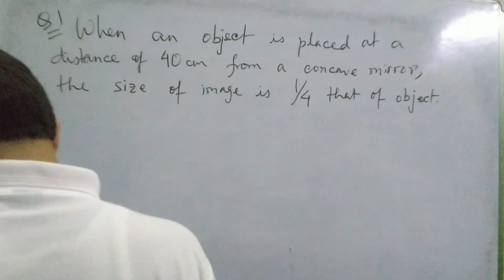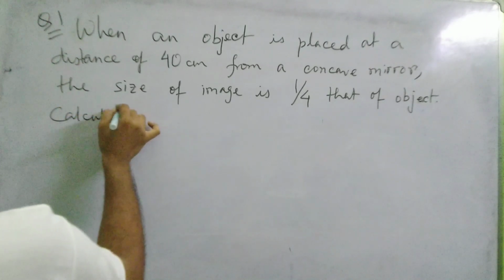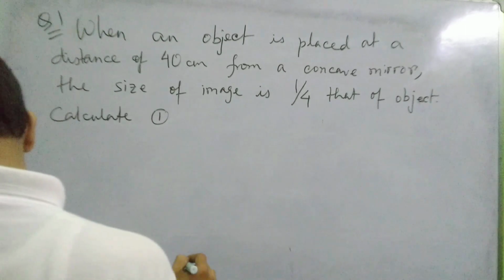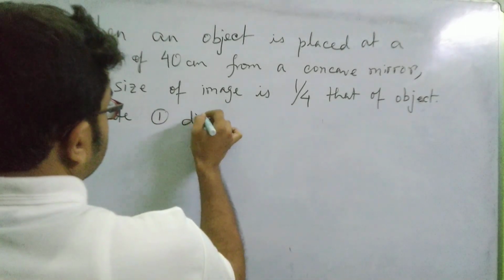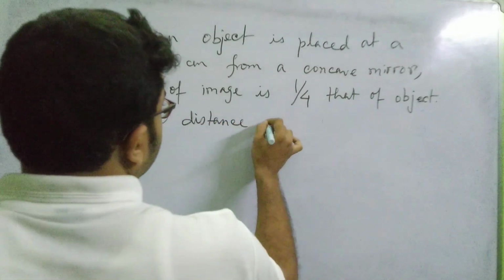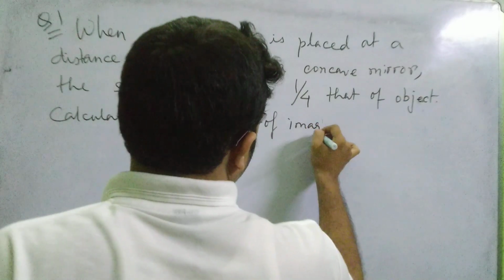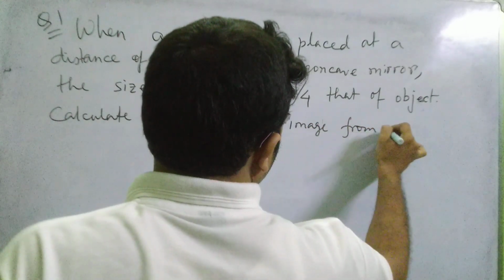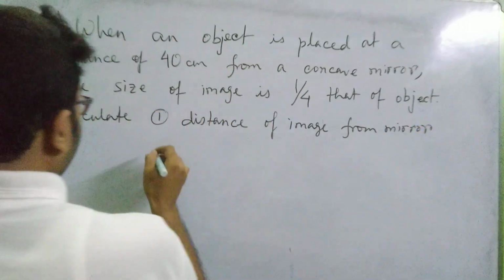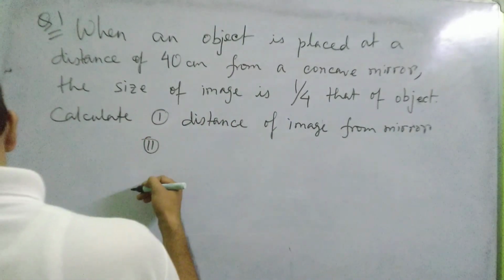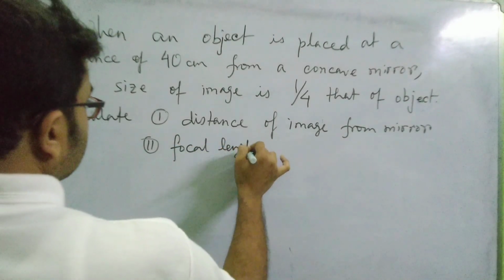Okay, now first question, calculate. What we have to calculate first is the distance of the image from the mirror. That means the image distance of image from mirror. This is the first question. And the second part says the focal length of the mirror. So this is the question.